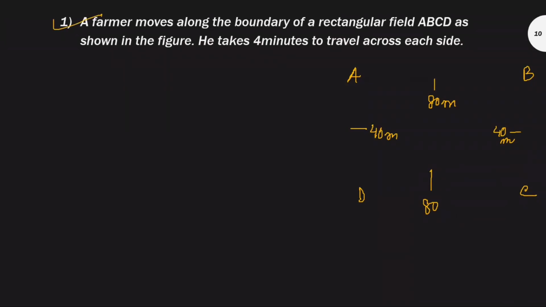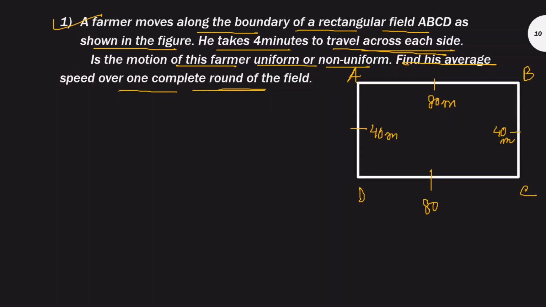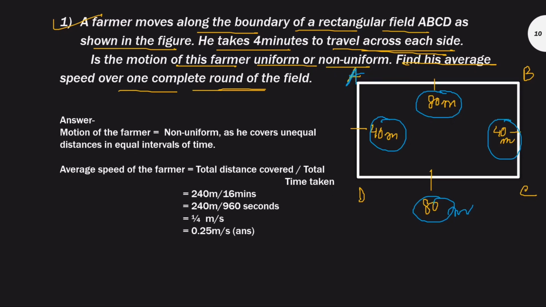Question 1. A farmer moves along the boundary of a rectangular field ABCD as shown in the figure. He takes 4 minutes to travel across each side. Is the motion of the farmer uniform or non-uniform? Find his average speed over one complete round of the field. Now let us see this diagram. We have got a rectangle, which is named A, B, C, D, and this is 80 meter, this is also 80 meter, this is 40 meter, and this is 40 meter. Clear? Now let us see the answer.